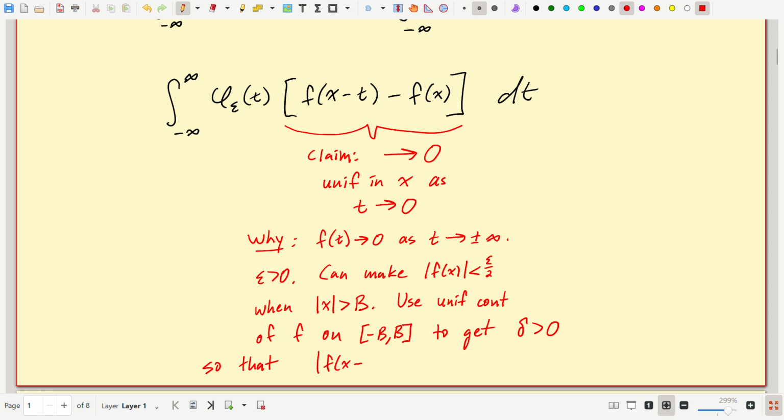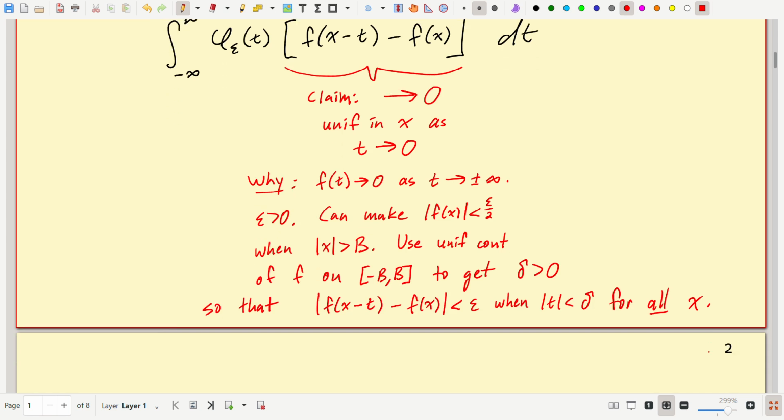f of x minus t minus f of x is less than epsilon when the absolute t is less than delta. And this is going to be true for all x. The ones that are far outside, the thing's already small, and in the middle where I use uniform continuity, that's where I need the uniform estimate. So it's kind of a sneaky way to ignore the big x.